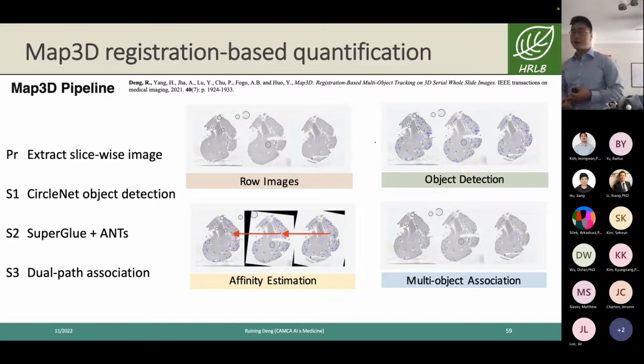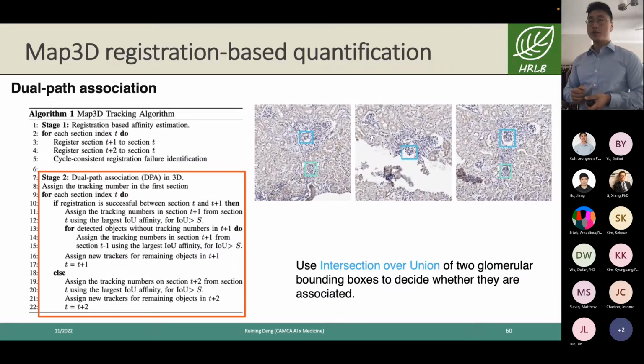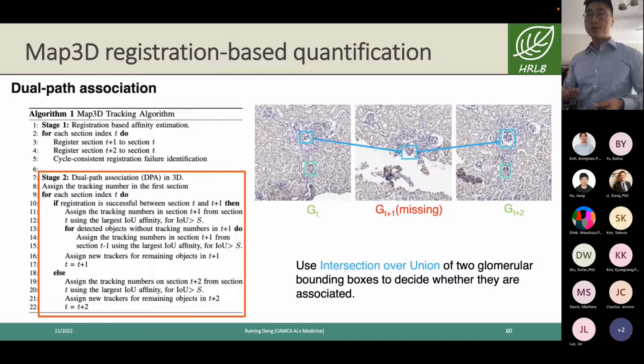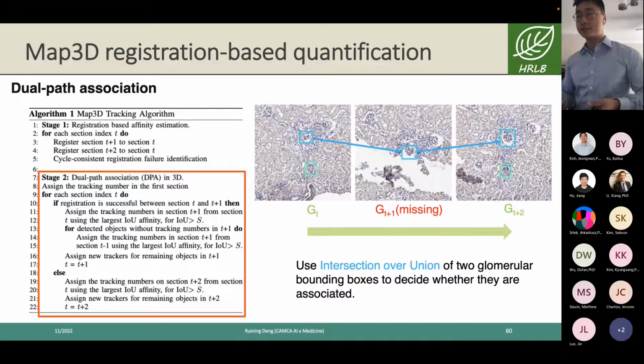After we receive the better registration results on histology slide images, we do the dual path association for glomeruli. The main issue for association is missing tissue. If there's no missing tissue, we can use intersection over union to associate the glomerular sections in 3D context, because the assumption is that if all of the tissues are aligned very well, the glomeruli share a spatially correlated shape in 3D context. Therefore, we can very easily associate the glomeruli without missing tissue. However, if slice T plus one is missing, we use our dual path association to directly associate glomerulus T to glomerulus T plus two.